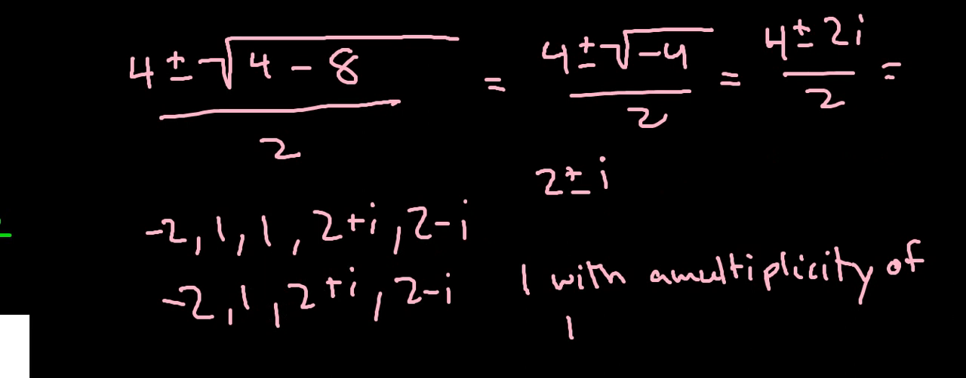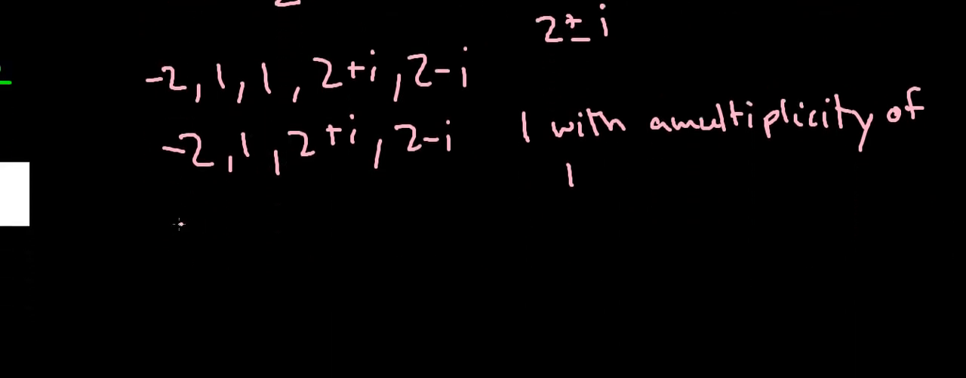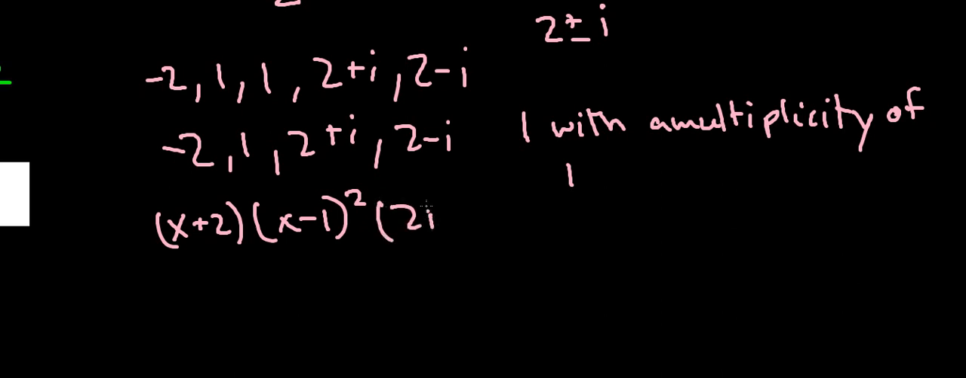Or we can just write it out in linear factors. So we can write x plus 2, x minus 1, x minus 1, or we can write it like this. That would save a little bit of space. We'll just do that. And I keep wanting to write an i there. I have no idea why. It just looks like it belongs there.